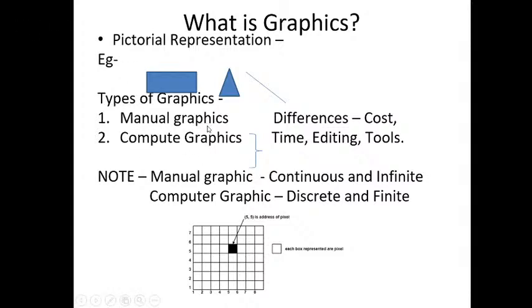Manual graphics are well known to us. Any image that you create manually with the tools available in your surroundings, a pen, a pencil, rulers, paints, drafters, all of these are manual graphics. The other is computer graphics. As the name suggests, it is any graphic or image that you're able to make or generate, store, and manipulate with the help of computers. You'd need certain extra equipment compared to manual graphics.